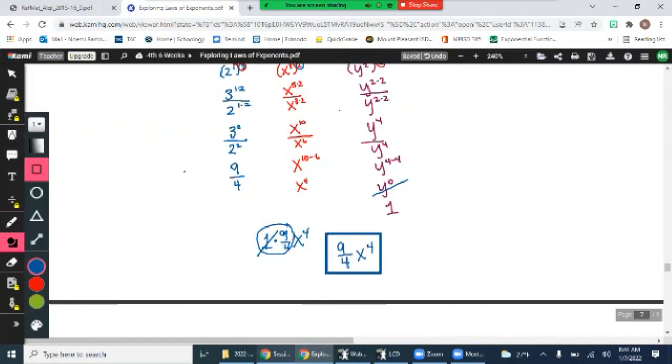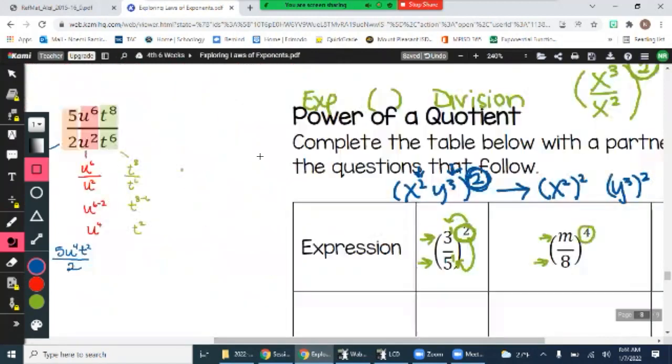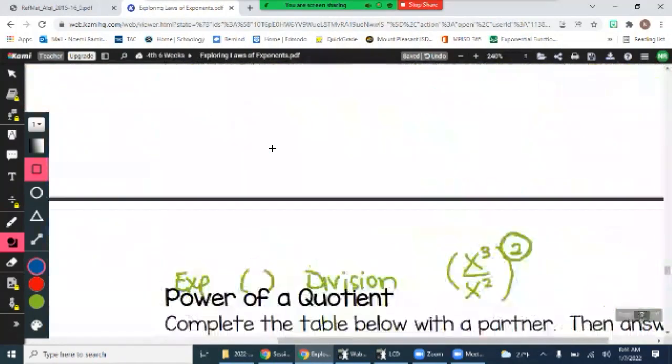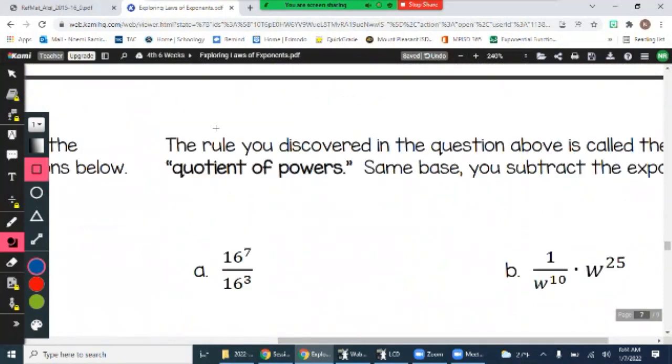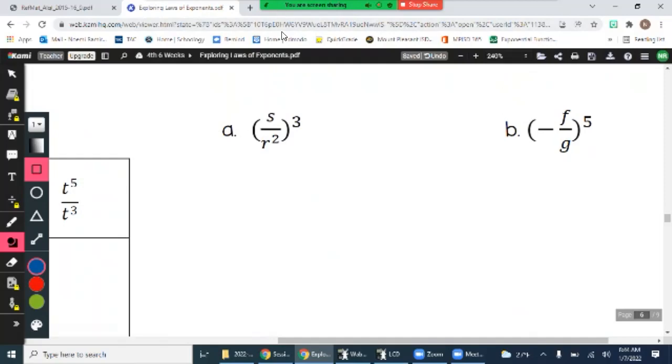All right, and I think we have 3 more problems. Let me see, should be back here, down here. Nope, not there. There it is. Nope. Here it is. 4 problems.